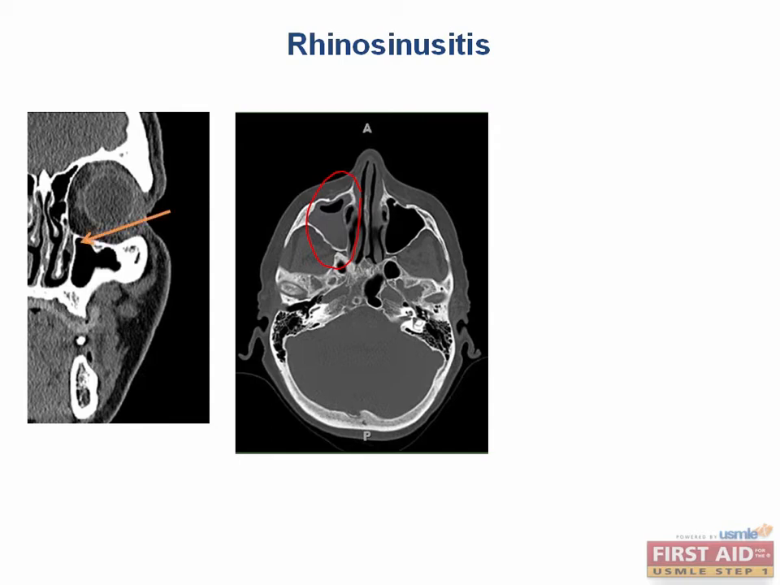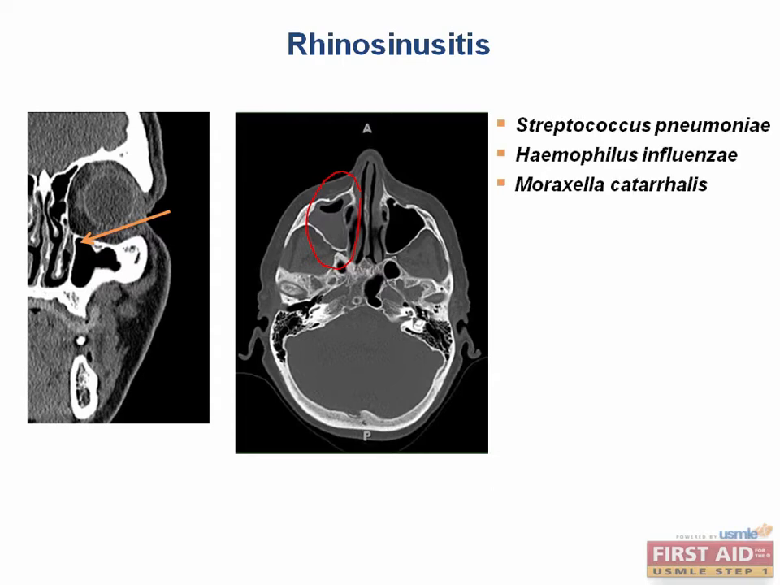Now, what's the most likely cause? Usually a viral upper respiratory infection. However, once a patient has a viral infection, a superimposed bacterial infection can occur. Now, what are the most common bugs? Well, they're the same ones that cause otitis media: strep pneumo, H. influenzae, and Moraxella catarrhalis. Knowing these bugs for this condition will make you look like a rock star in your pediatrics rotation.